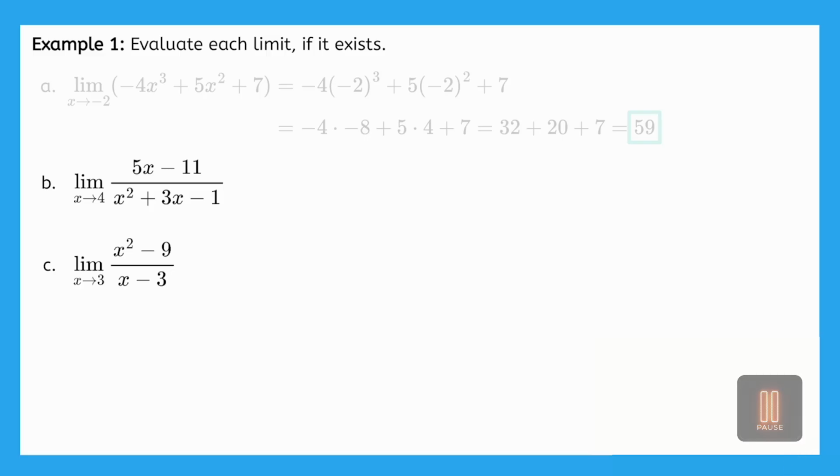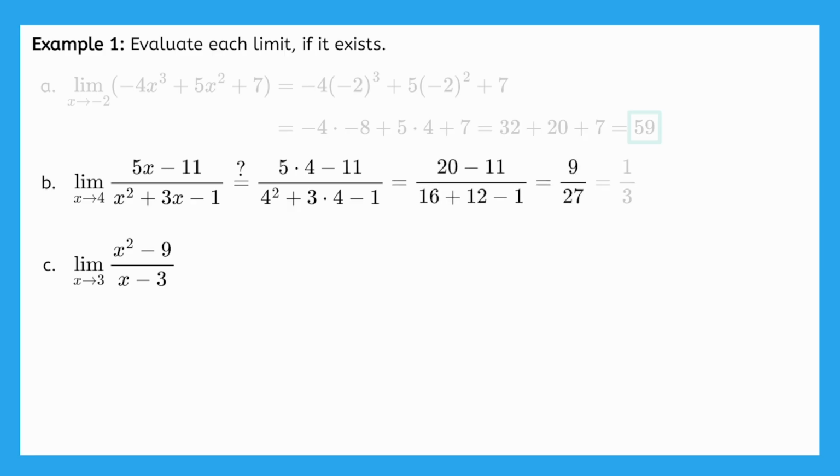Now limit b. How can we know whether 4 is in the domain of this rational function? Well, we could first find the domain of the function and see what values make it undefined, but we can also just try to substitute the 4 in, and if 4 is not in the domain, we'll run into issues. However, simplifying this expression gives us a defined value of 1/3, which means 4 is in its domain, and 1/3 is in fact the value of the limit.